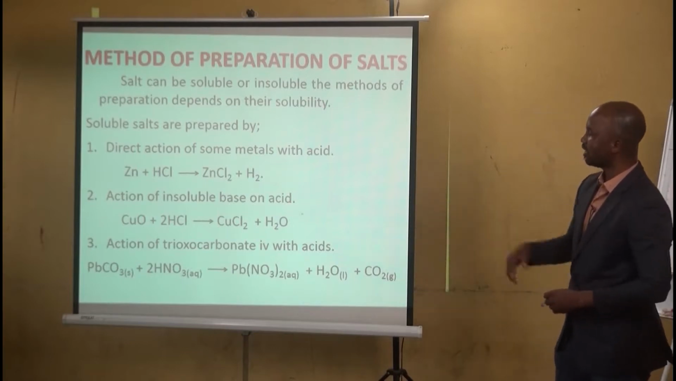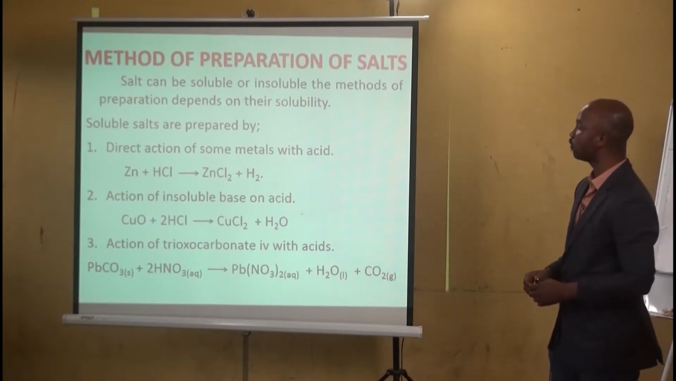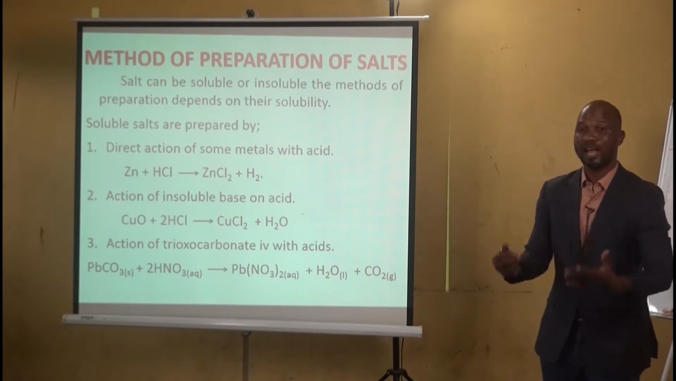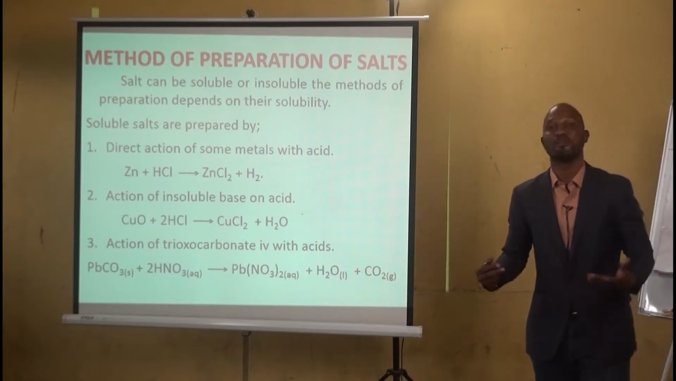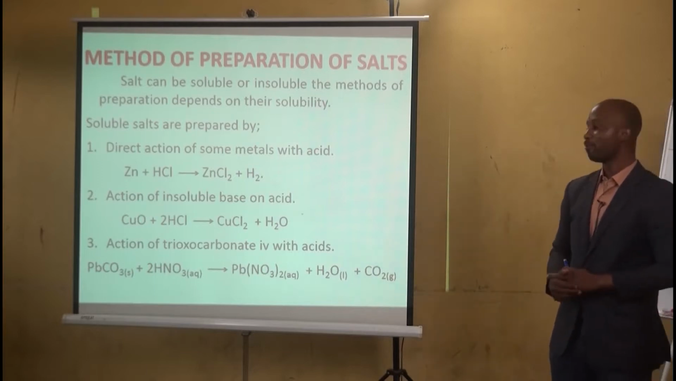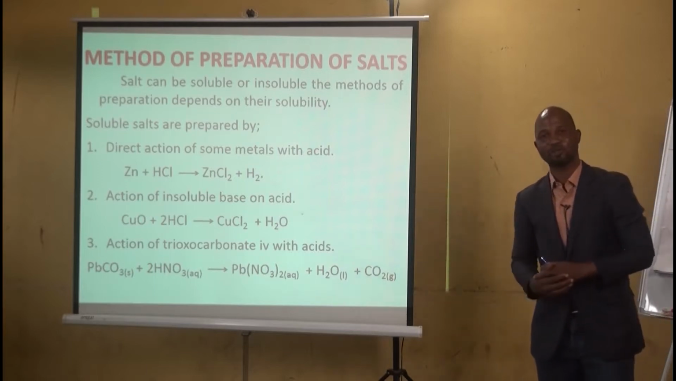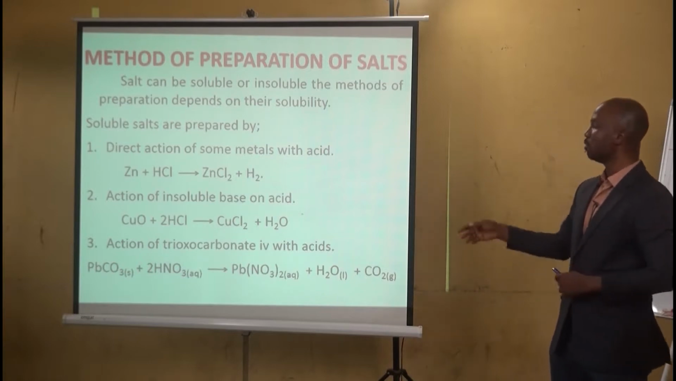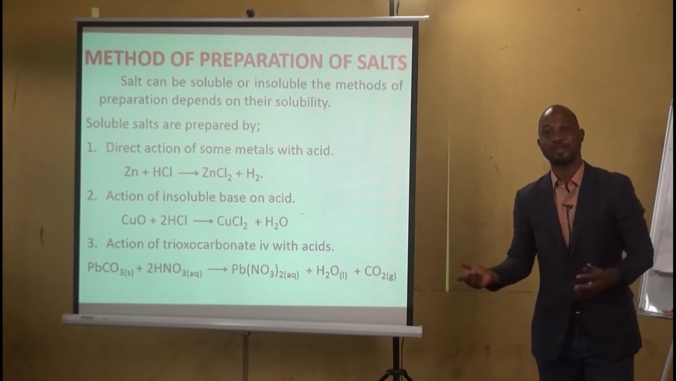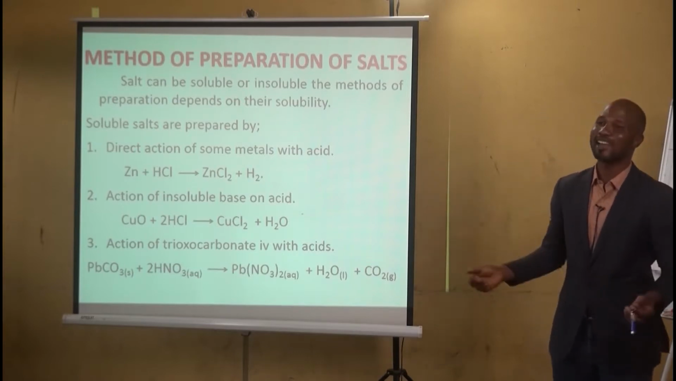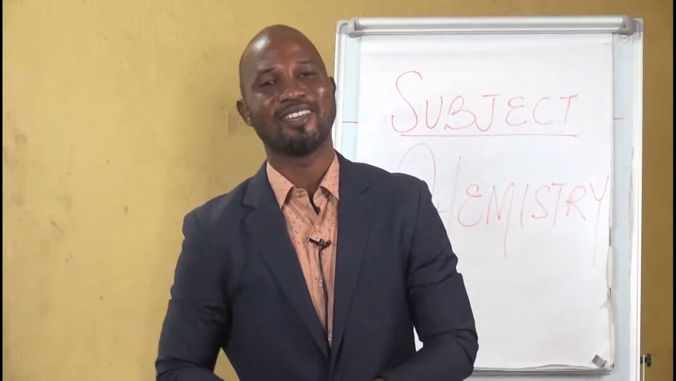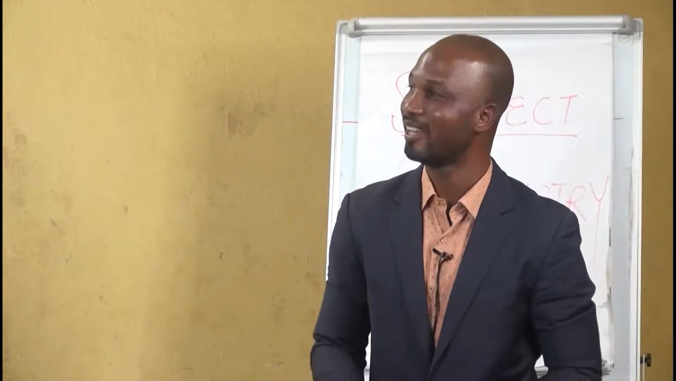And the next one is action of trioxocarbonate 4 with acid. Remember we said when trioxocarbonate 4 reacts with acid, carbon 4 oxide is always liberated. And so in this reaction, lead 2 trioxocarbonate 4 plus trioxonitrate 5 acid, which is HNO3, will give you lead 2 nitrate plus water plus carbon 4 oxide that is liberated. Remember I said carbon 4 oxide is a gas that turns lime water milky, and it's an acid anhydride. It dissolves in water to give a weak carbonic acid.